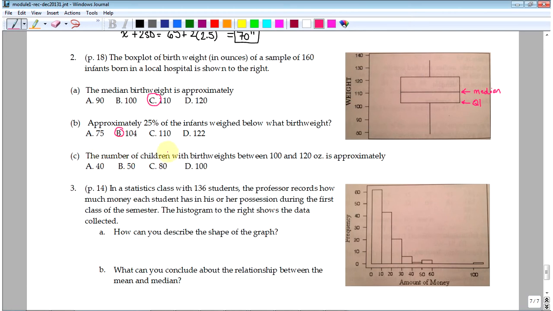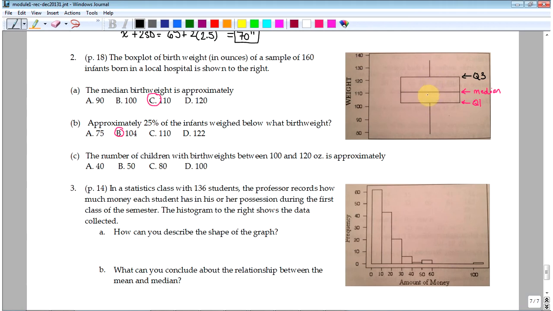Okay, the number of children with birth weights between 100 ounces and 120 ounces is approximately. Okay, well, if we look at our box plot, that range is approximately from Q1, the first quartile, to the third quartile, which is the upper part of the box. And this is where the middle 50% of the data lie.